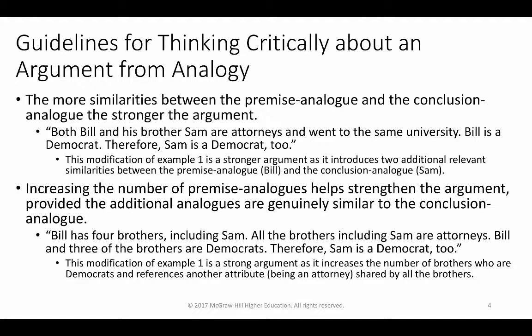What about this one? Bill has 4 brothers, including Sam. All the brothers, including Sam, are attorneys. Bill and 3 of his brothers are Democrats. Therefore, Sam is a Democrat too. So look what happens when we include more brothers who are all attorneys and all Democrats. It makes for a much stronger argument, increasing the likelihood that indeed Sam is a Democrat. Now, it's still not 100% certain that this conclusion is correct. This is, after all, inductive reasoning, but it's a much stronger argument nonetheless.